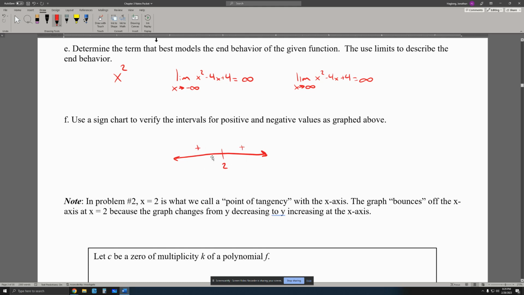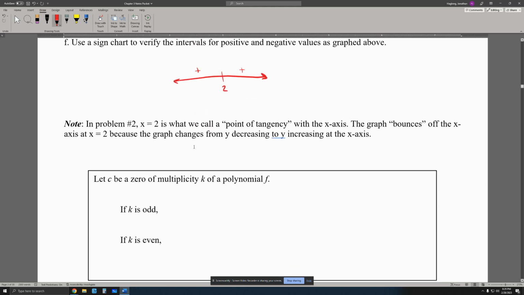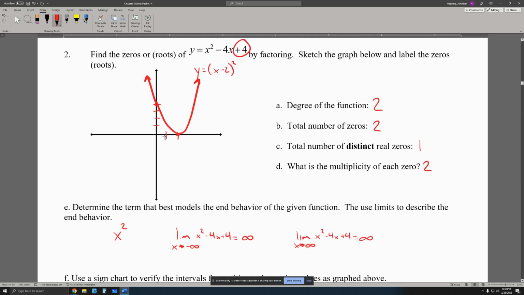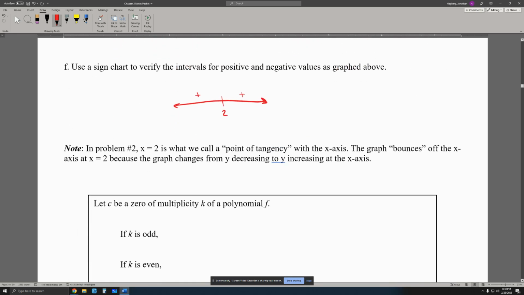Okay? So one thing that I noticed is different between example 1 and example 2 is that in example 2, x equals 2 is what we call a point of tangency. Tangency just means that it intersects exactly once. So when we're talking about the function, it intersects with the x-axis exactly once at this point. Or in other words, this graph bounces off the x-axis at x equals 2. The graph is changing from decreasing outputs to increasing outputs at the x-axis, where that minimum value is the x-intercept.